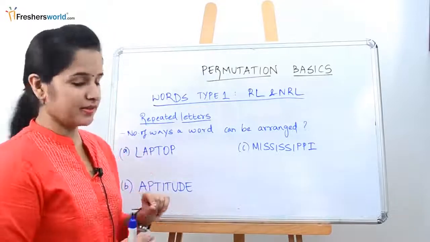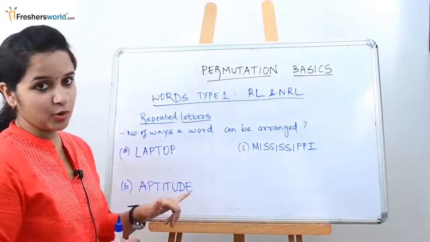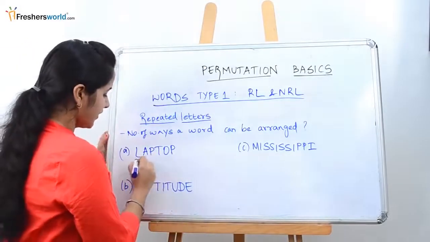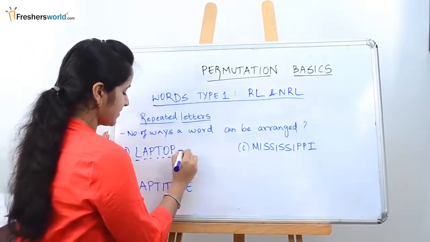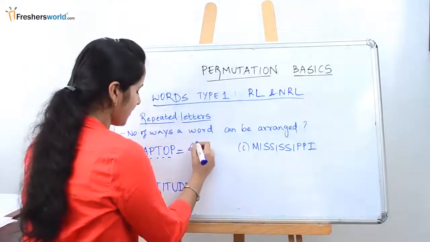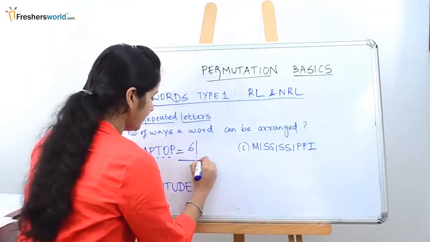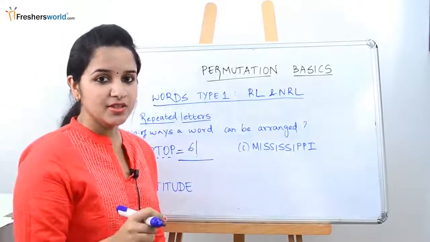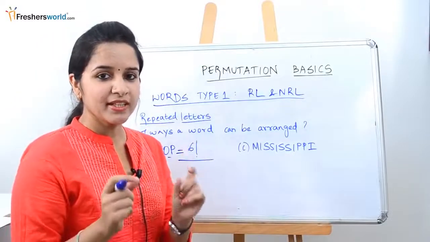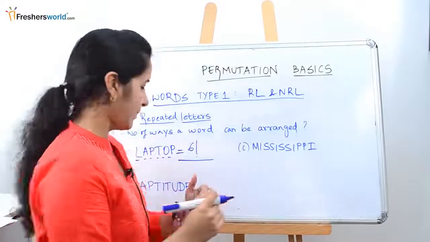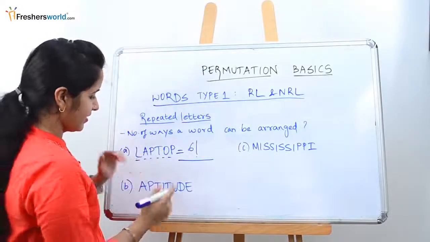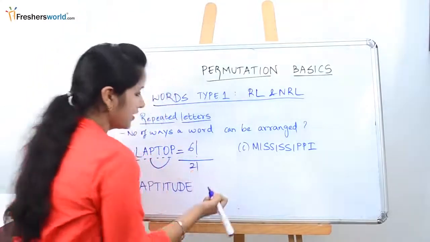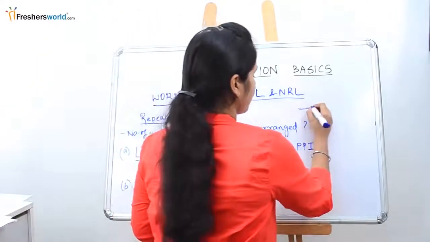Let's take an example. The word they have given is laptop. They are asking us how many ways the word can be arranged. What is the number of letters? We have 6. So what do we do? 6 factorial divided by. Why are we dividing? As we have seen in the numbers video, the number of repeated letters has to be put in the denominator. So what is repeated here? P is repeated here twice. So 2 factorial. So remember it this way.